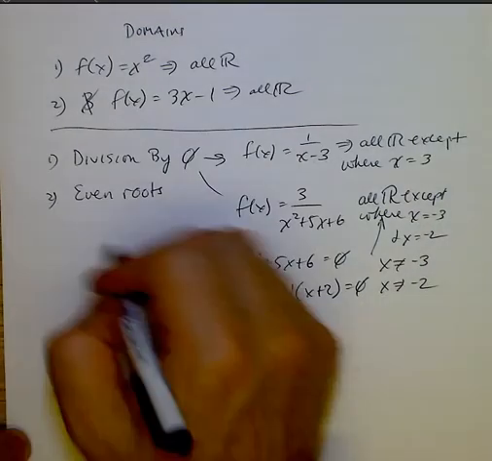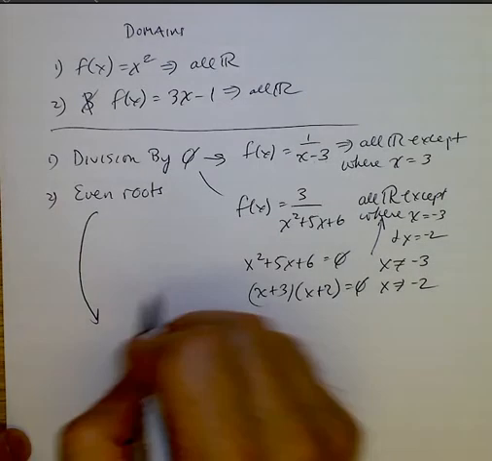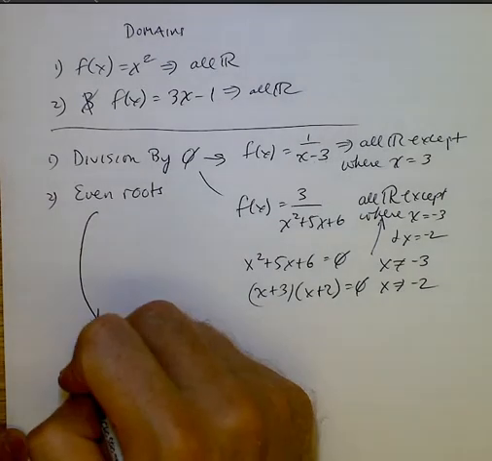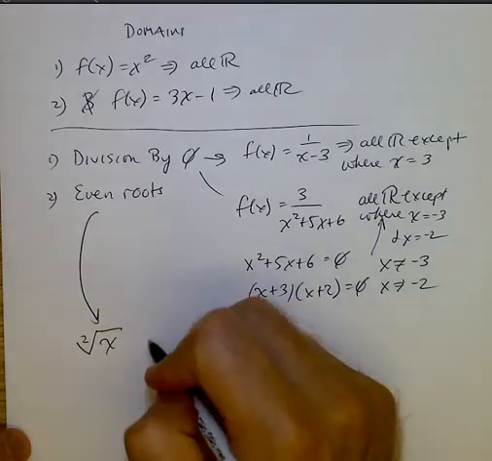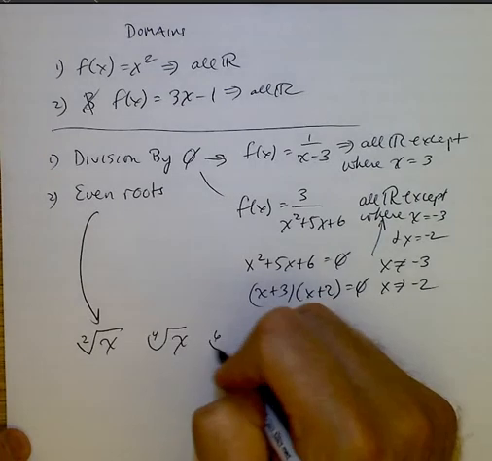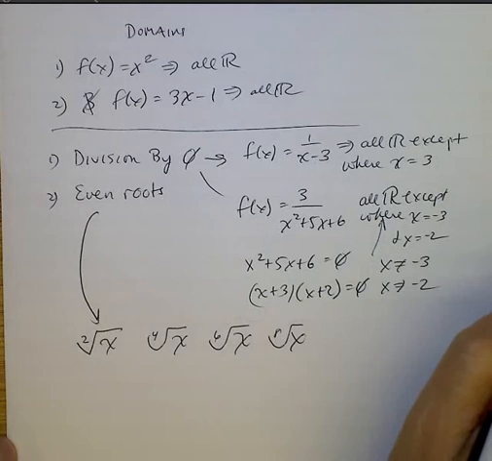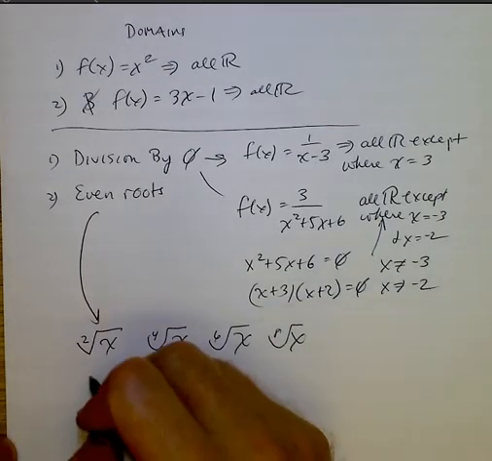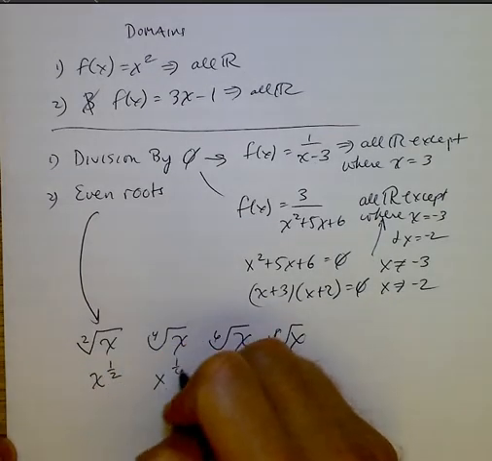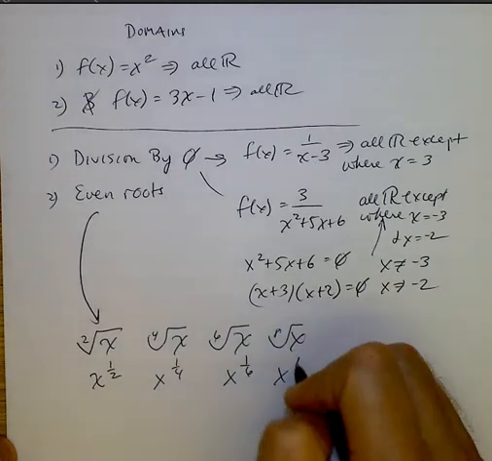The other one you have to be on the lookout for are even roots. What do I mean by even root? That's an even root. That's an even root. That's an even root. And that's an even root, and it keeps going. Now remember, I can rewrite roots as exponents. That's x to the 1/2, x to the 1/4, x to the 1/6, and x to the 1/8.